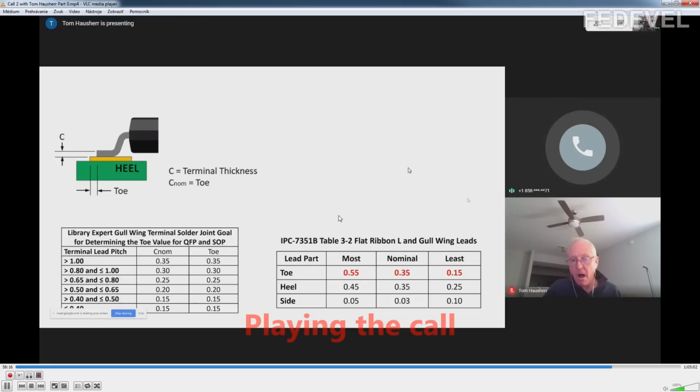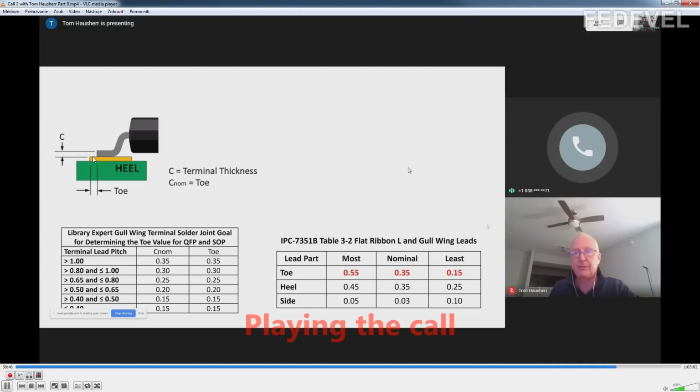Okay, and they're saying that all gull wing leads should be 0.35 millimeter nominal. And then if you're going to use the most density level, 0.55 most and 0.15 least, okay? And we got feedback from our customers saying that, Tom, J-STD-001 says that there doesn't need to be a toe. But even if we did have a toe, we wouldn't want it any thicker than the C dimension.